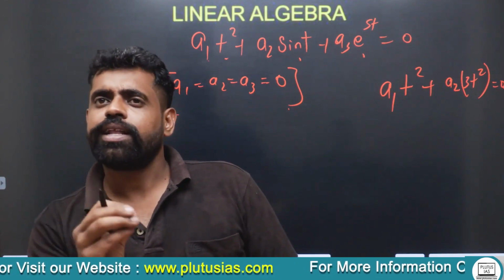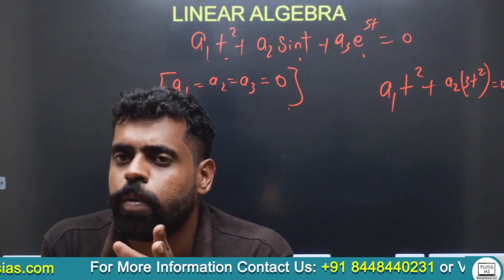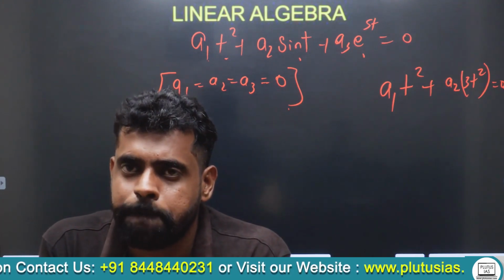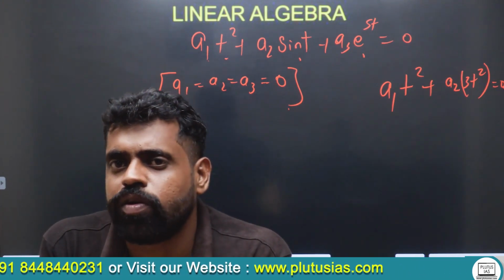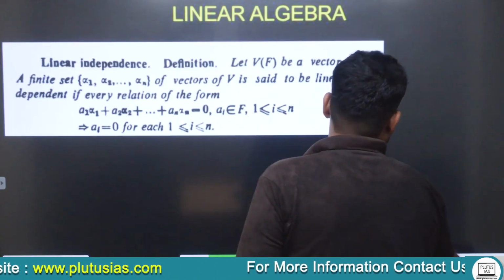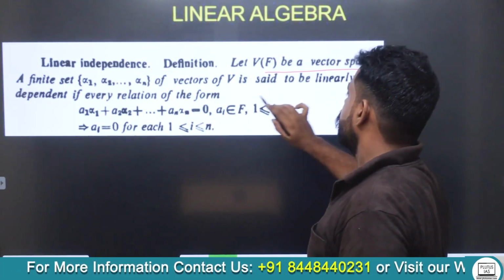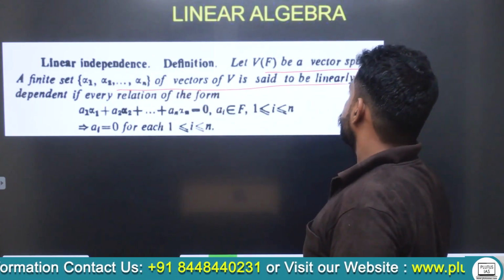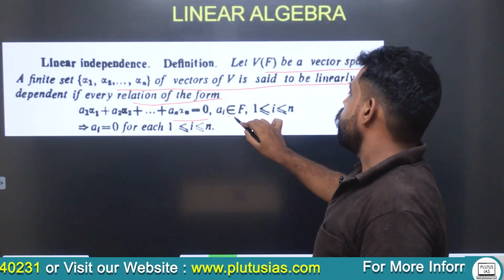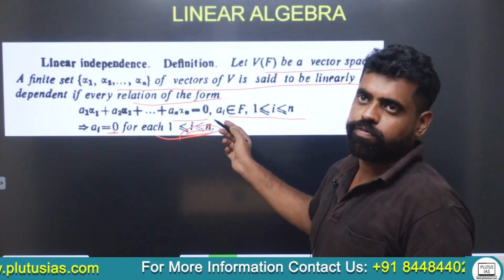If you can write the equation in the form a1 alpha 1 + a2 alpha 2 + ... + an alpha n equal to 0, and if every a1, a2, ..., an is equal to 0, then it is linearly independent, and if even one is not 0, then it is linearly dependent. See, linear dependence is the same thing. Let V over F be a vector space; a set is said to be linearly independent if every relation of this form implies a_i is 0 for each i equal to 1 to n.